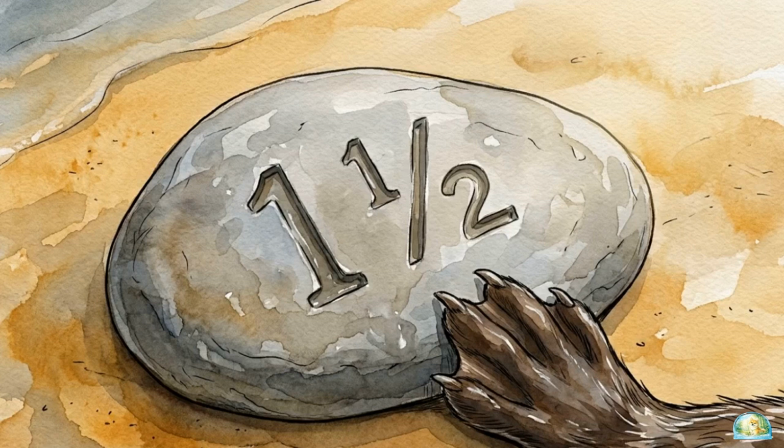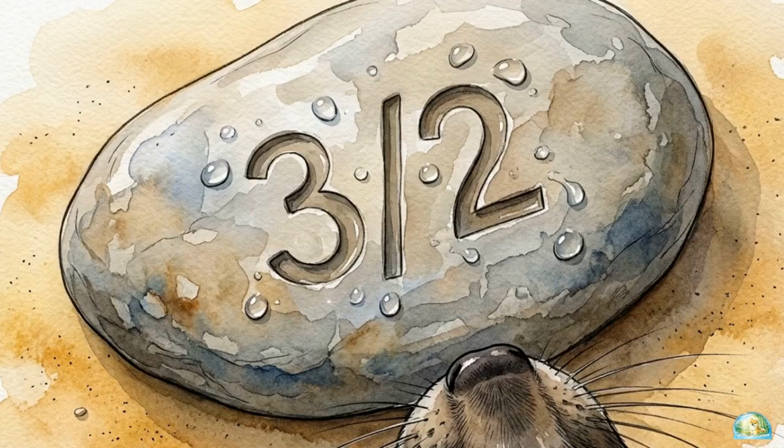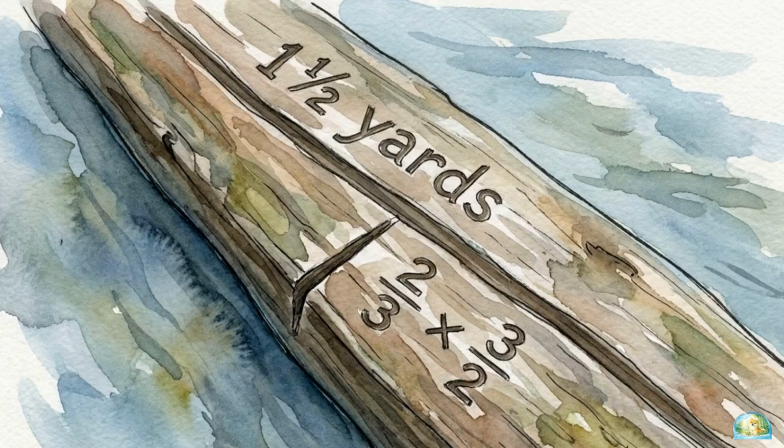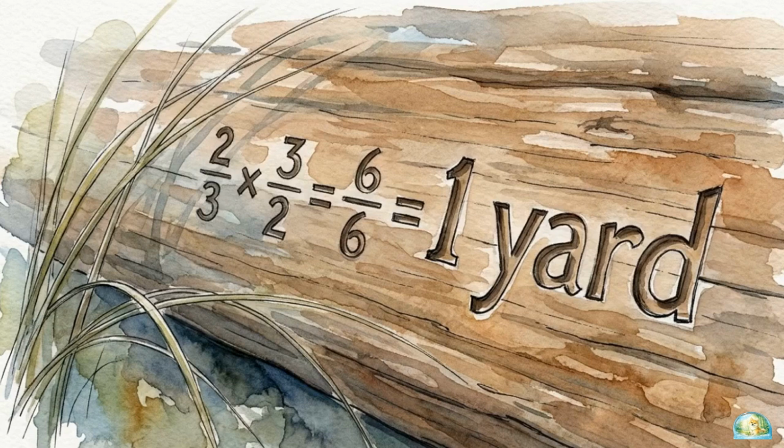To multiply with a mixed number like 1 1/2, you have to rewrite it as an improper fraction first. The number 1 1/2 becomes the fraction 3/2. Look at the marks carved directly into the wood face. We multiply 2/3 by 3/2. 2 times 3 is 6, and 3 times 2 is 6. 6/6 simplifies to exactly 1 yard.